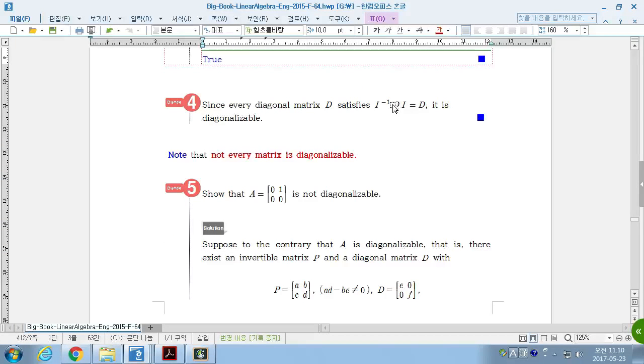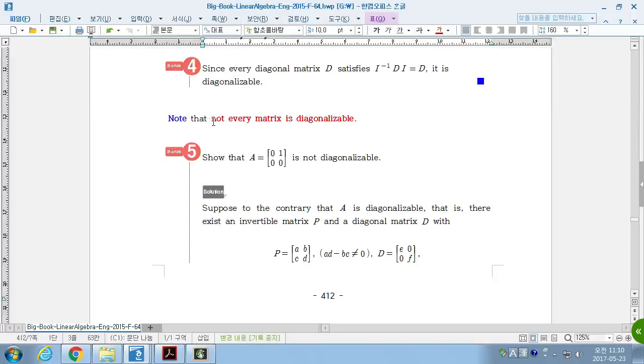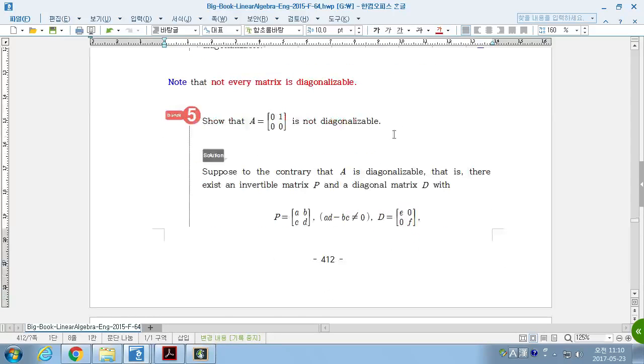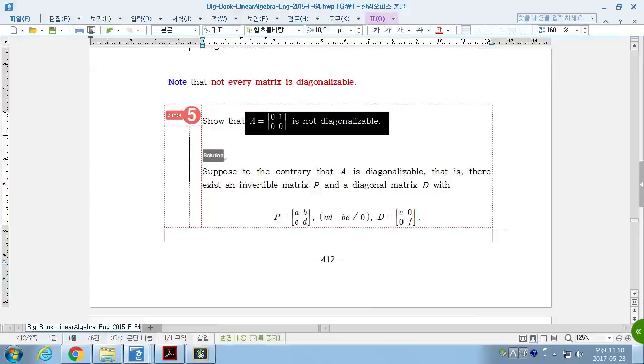And a diagonal matrix is always diagonalizable, because there is always the identity matrix which diagonalizes the matrix. A diagonal matrix is diagonalizable. But not every matrix is diagonalizable. This is important. We should know which matrices are diagonalizable and which are not, and how to characterize those. First, the matrix 0, 1, 0, 0 is not diagonalizable. How are you going to show it? How can you prove it?